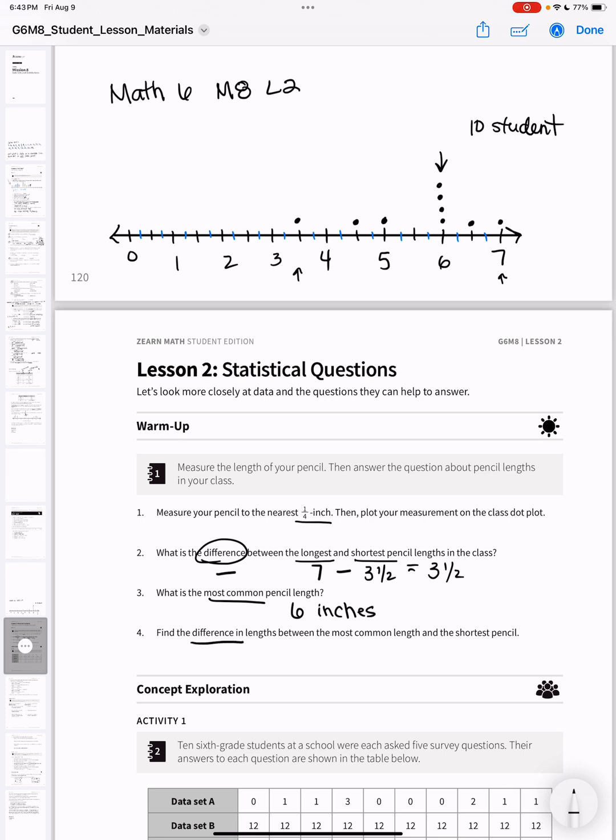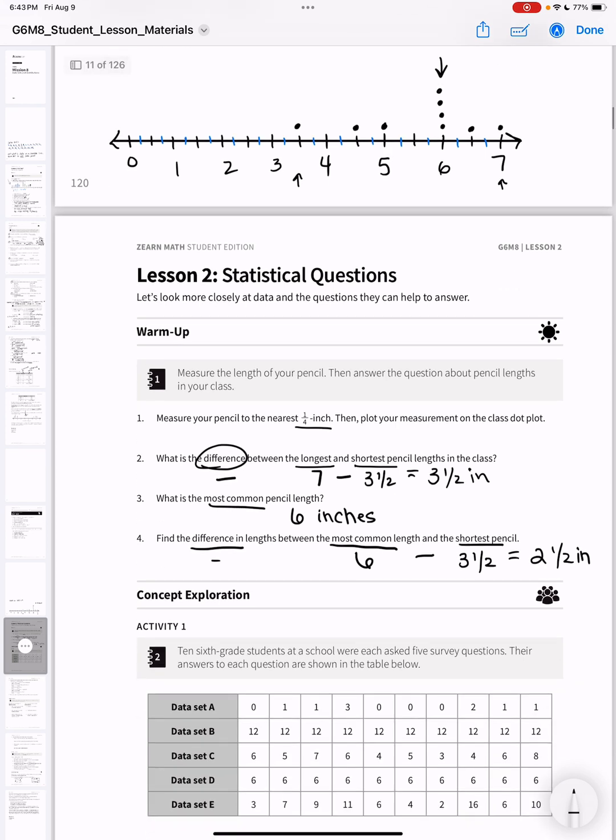Find the difference, so again we're subtracting, in lengths between the most common length and the shortest. The most common length was 6, so we're going to subtract the shortest length. The shortest length is 3.5. So 6 minus 3.5 is 2.5 inches. That is our warm-up. All right, let's keep going.